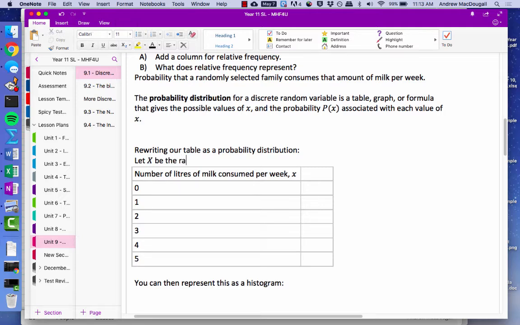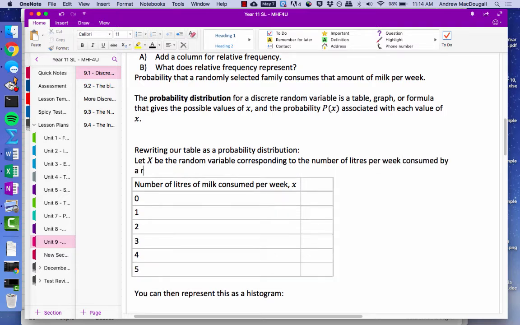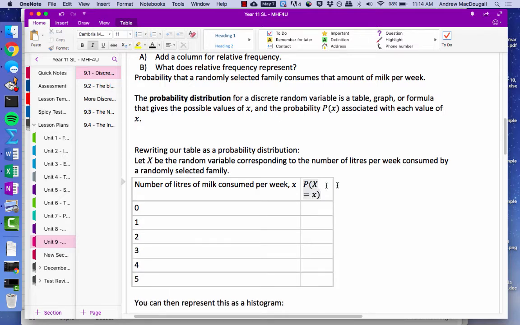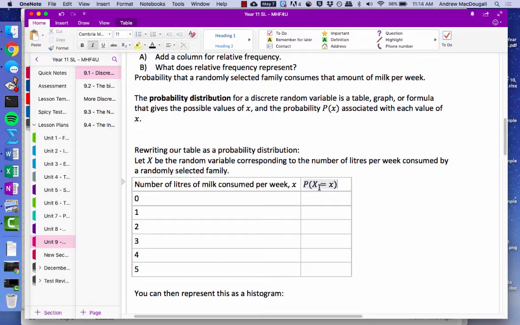Okay. And we're going to let big X be the random variable corresponding to the number of liters per week consumed by a randomly selected family. So big X can take on any of these values, 0 to 5. And in probability distributions, we typically write P of big X being equal to little x. So that's the notation typically used for probability distributions.